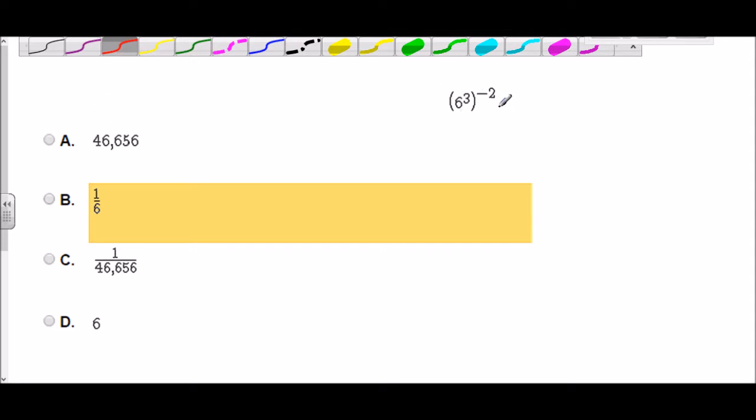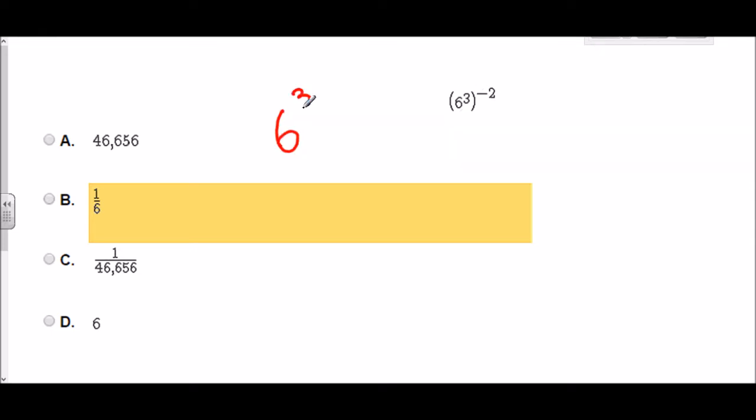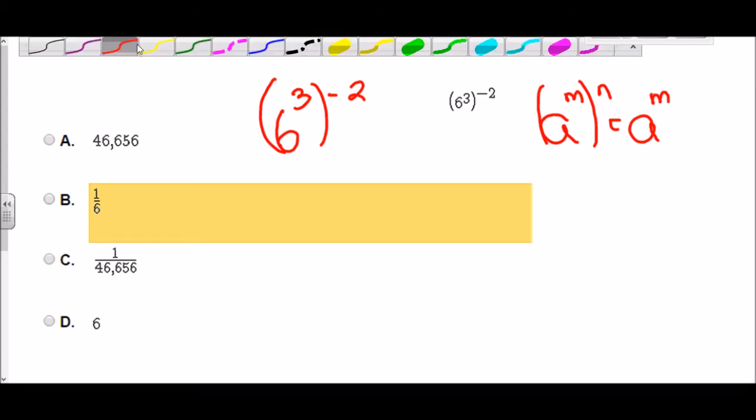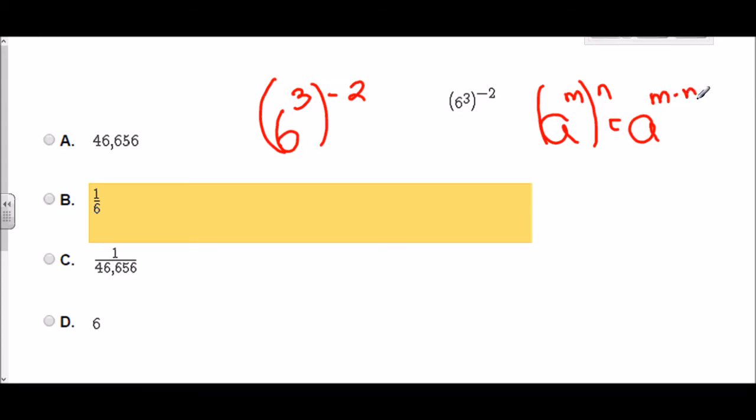So, if we had a problem like 6 to the third raised to the negative second power, we know that the rule says that when you are taking a power to a power, then what you're supposed to do is multiply the exponents. So that's a to the m times n. Whatever m is, you write that down. Whatever n is, you write that down. So that's m times n.